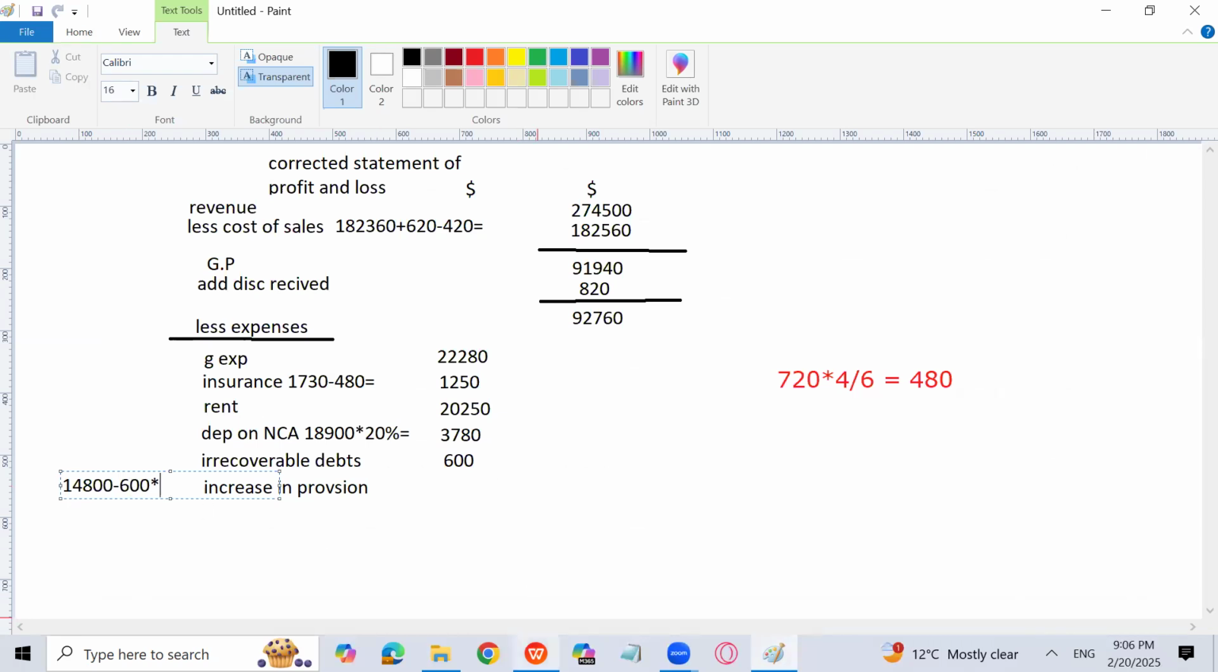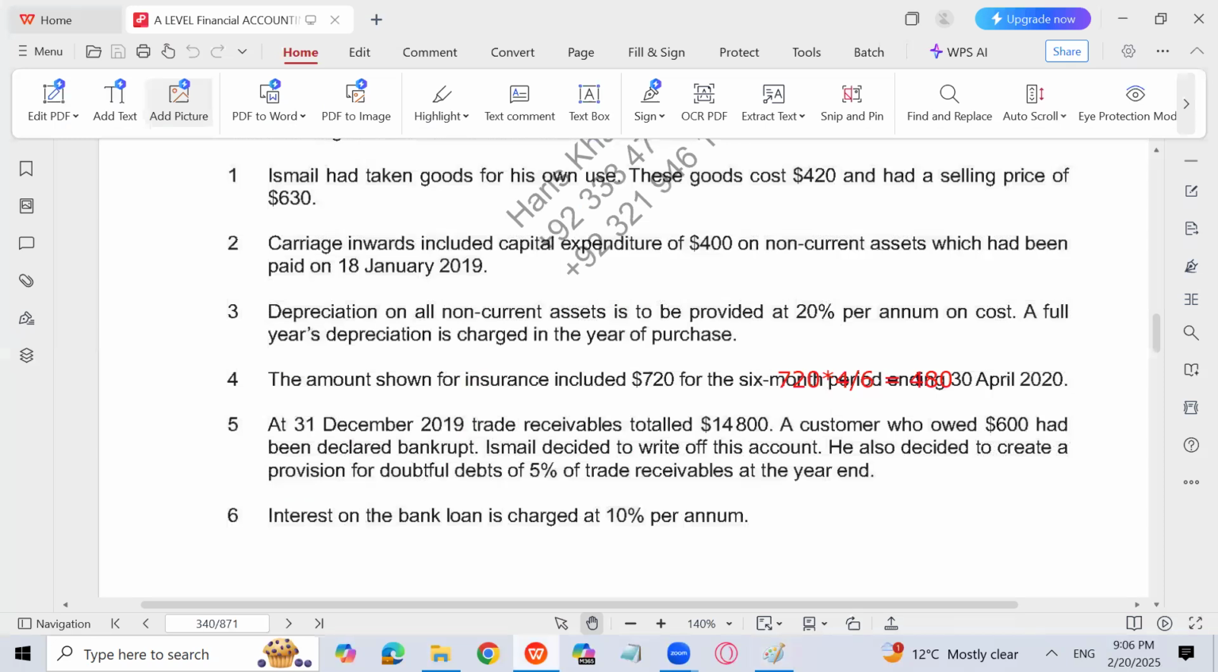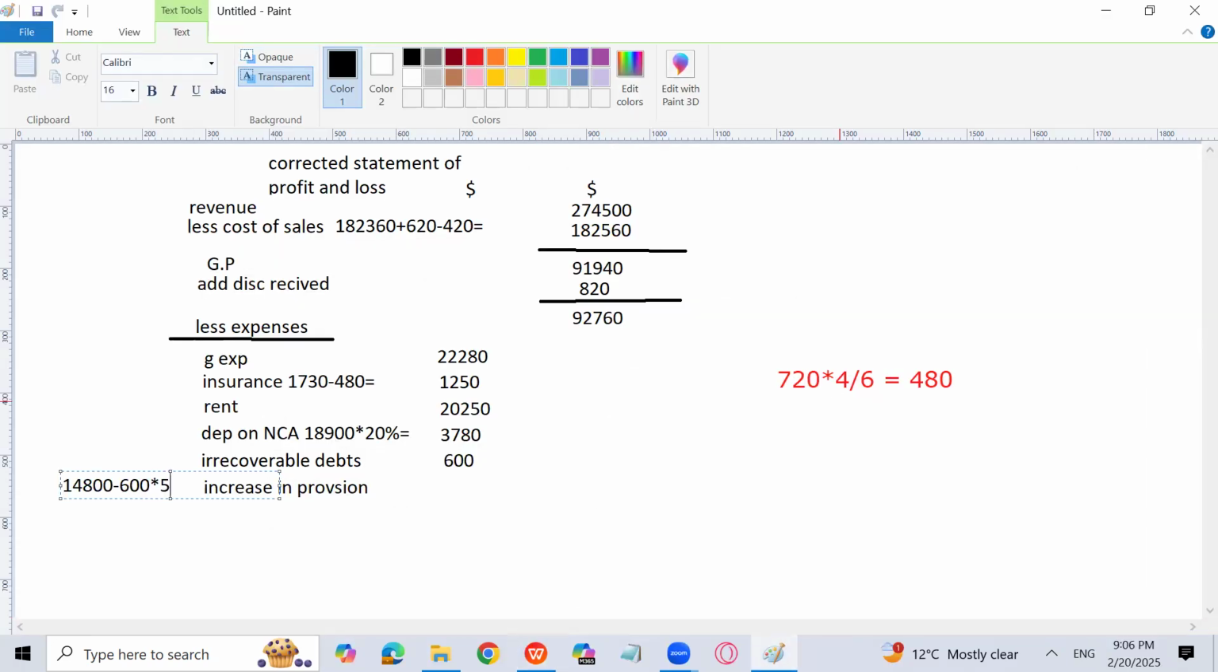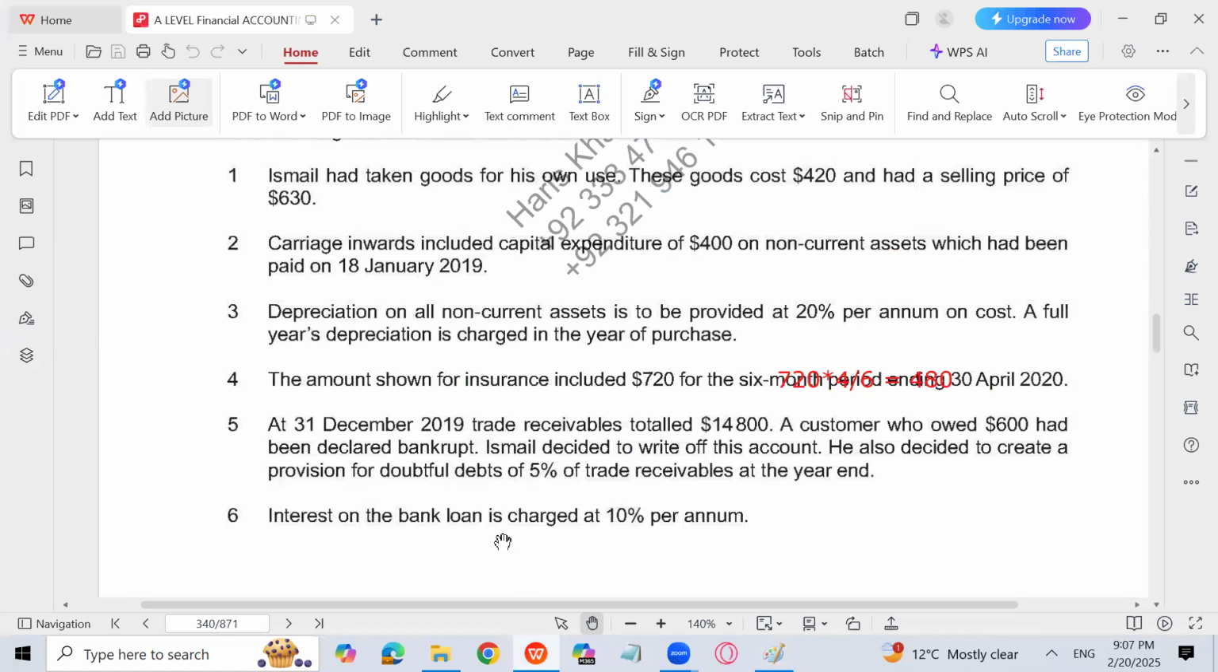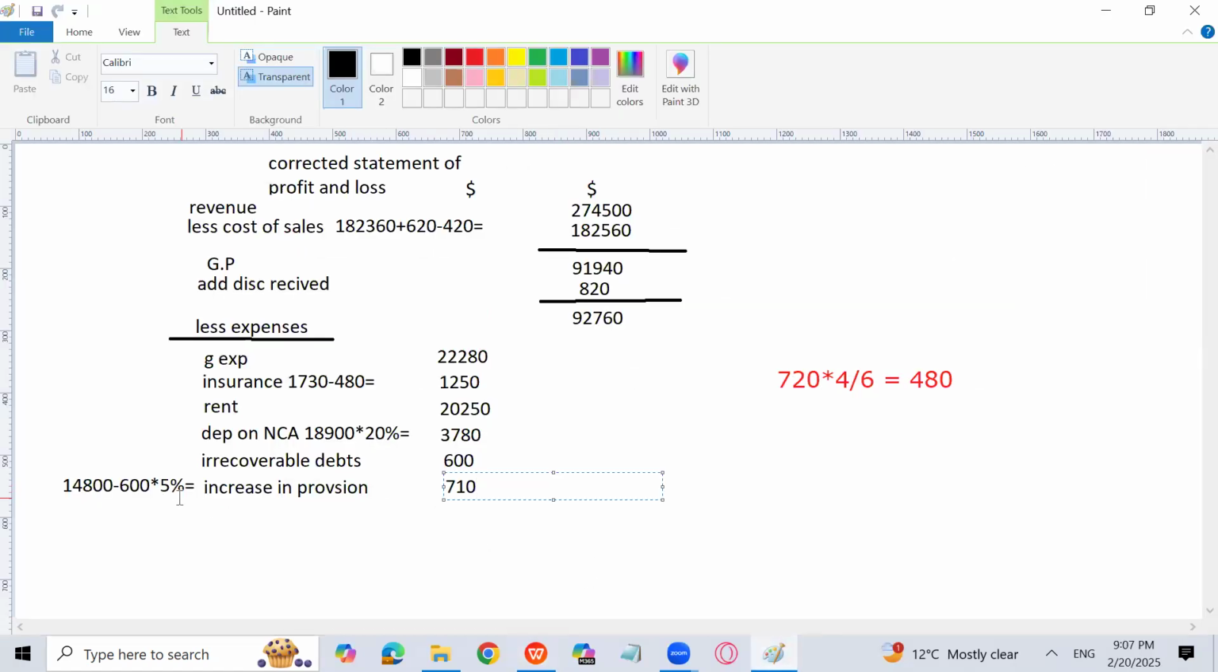So I will subtract 600, and the remaining amount, 14,200 into 5%, is going to be my provision for doubtful debts. There is no provision given at the start, so I have to increase the provision with the full amount. Increase in provision, that is 710. I will write 710 because there is no provision already there. So 14,800 minus 600 into 5% is 710.